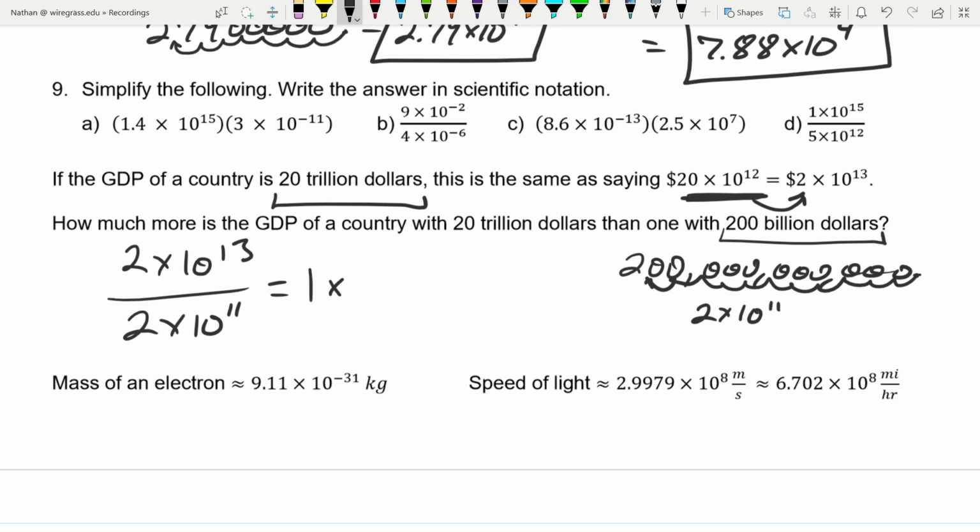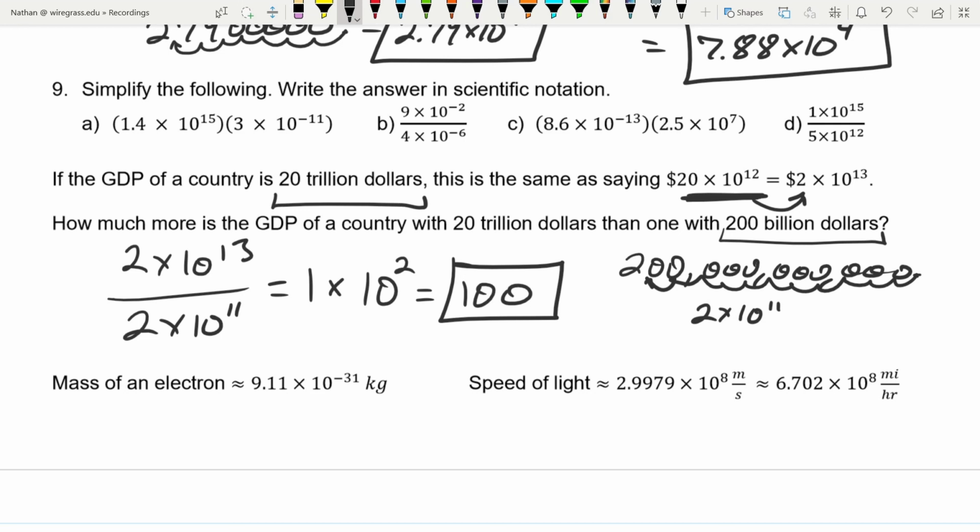And we have 10 to the 13 over 10 to the 11, like bases that are dividing. Subtract the exponents. 13 minus 11 is 2. This is the same thing as 100. So a GDP of $20 trillion is 100 times as large as one with $200 billion. The reason why I put this problem in here is because sometimes the numbers, trillion, billion, quadrillion, all those things, can seem lost in translation, like you don't understand how big a number is. But in this case, if you're comparing the two countries, then you can see, well, it's 100 times bigger of a number the GDP is. So that's a lot bigger.